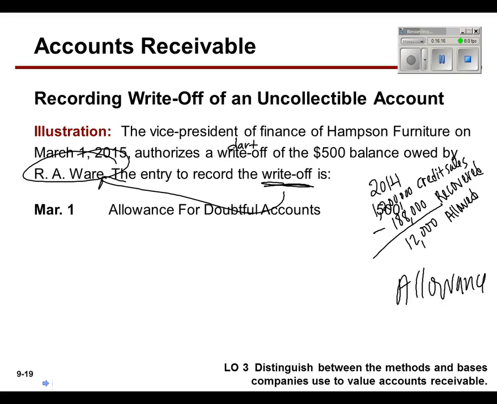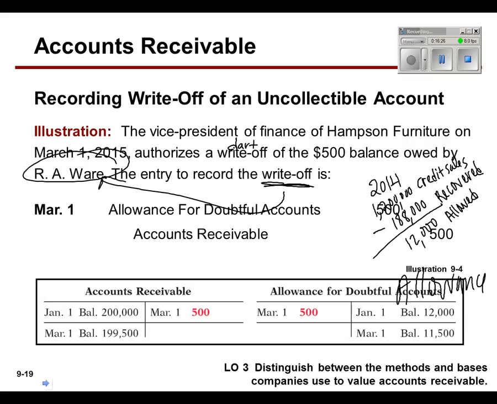So 2 transactions here. I'm sorry, my writing's over there. I can't erase it right now. Maybe it's only 1, sorry. This is a hit to our allowance. It's being debited, and we're writing off the AR.